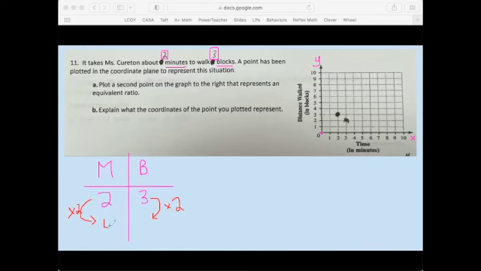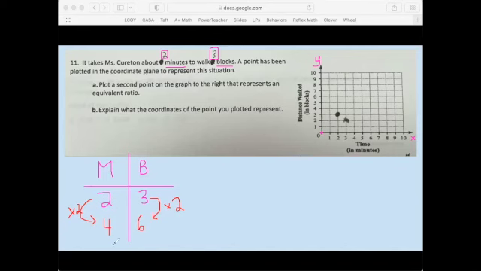2 times 2 will get me 4. 3 times 2 will get me 6. So what 4 to 6 represents is an equivalent ratio to 2 to 3. That means if Miss Curitan walked for 2 minutes, she was able to walk 3 blocks. If she walked for another 2 minutes, a total of 4 minutes, she would have walked 6 blocks.